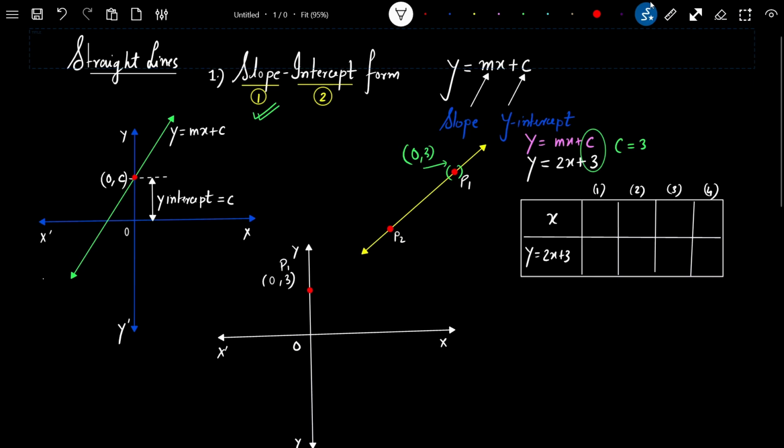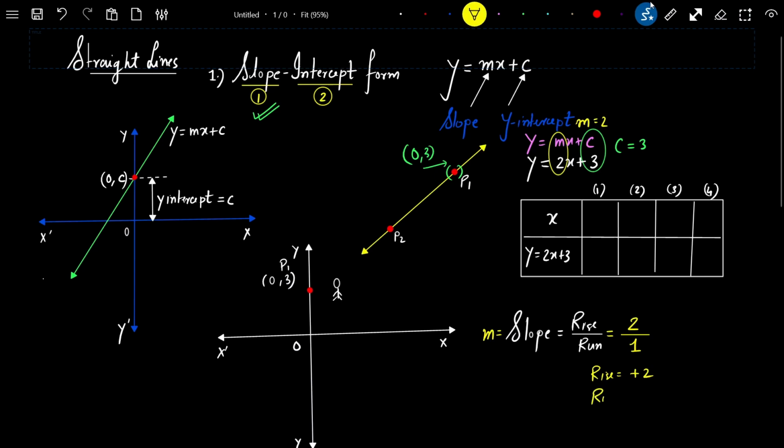Now, once we find P1, our job will be to place ourselves here and try to play the card of slope. So what is slope? Slope is equal to rise over run. And when we compare our equation, we find that the value of slope here is 2. M is equal to 2. So we say M is equal to slope is equal to rise over run equal to 2, and 2 can be read as 2 upon 1, which means I have a rise of positive 2 and I have a run of positive 1.